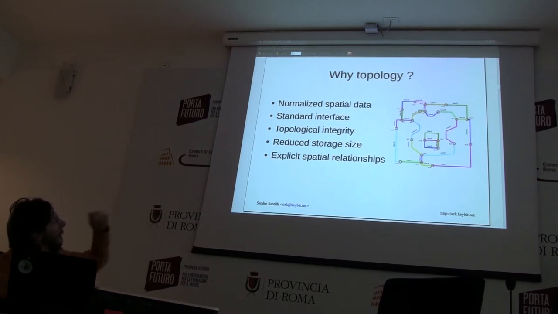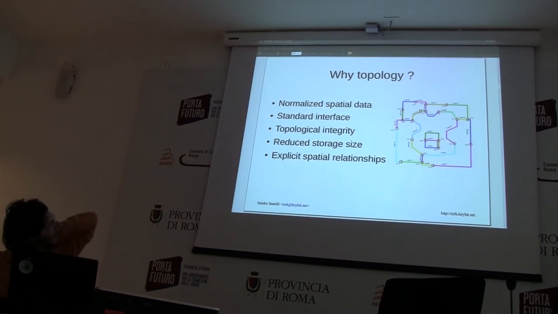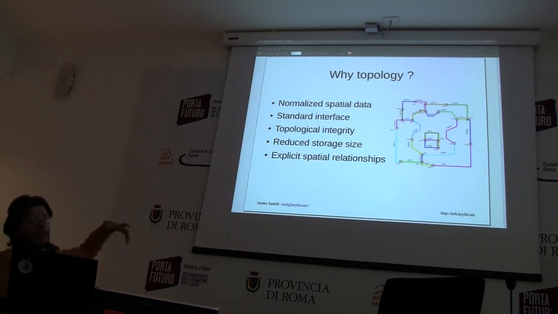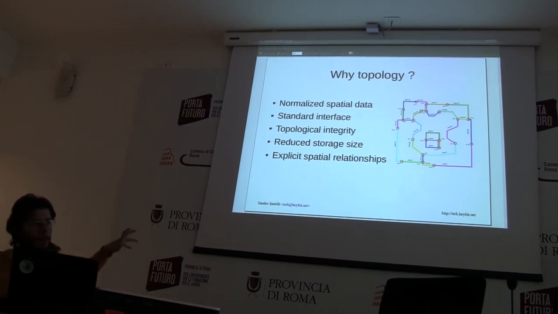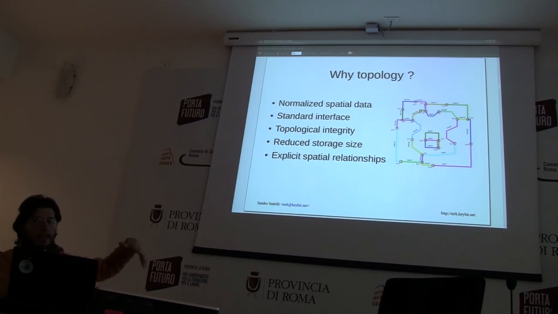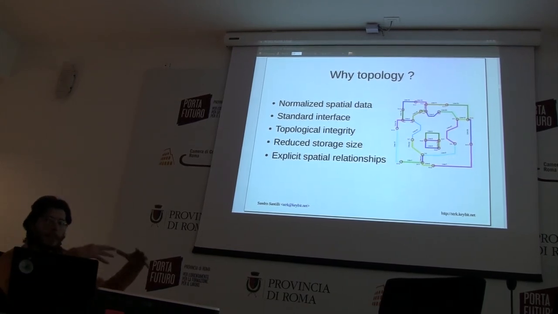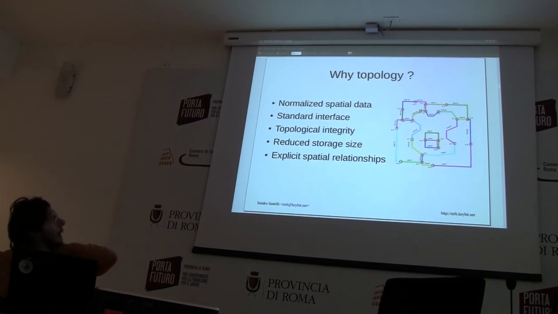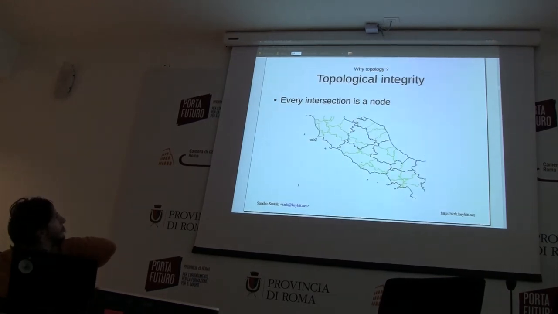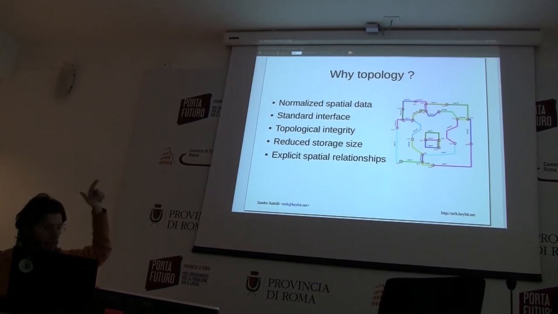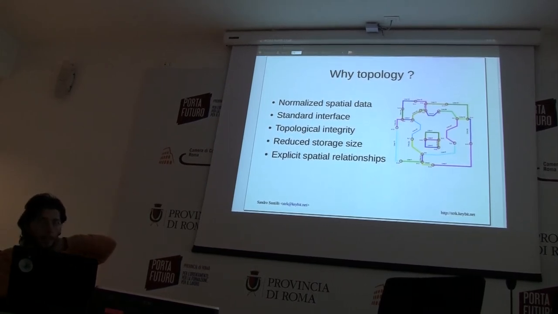The standard interface part is interesting because many people are trying to model their data in a topological way, but everyone needs his own model. I think that getting it into the core of PostGIS gives a standard model for that, so everybody can build functionalities on it. The standard model, by the way, is specified by an ISO document. It's part of the ISO SQL/MM specification.